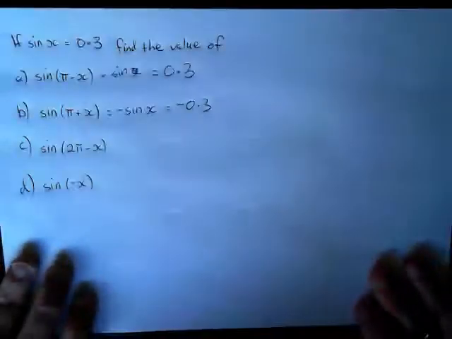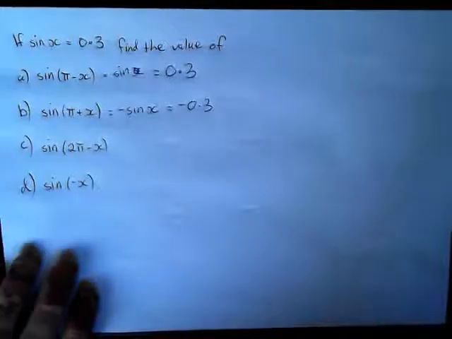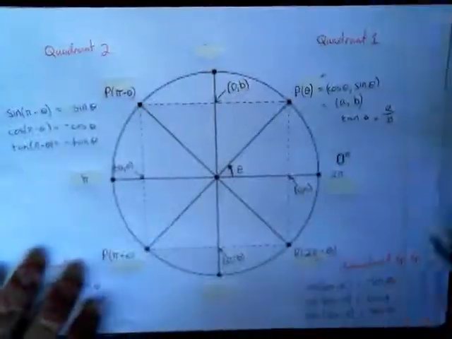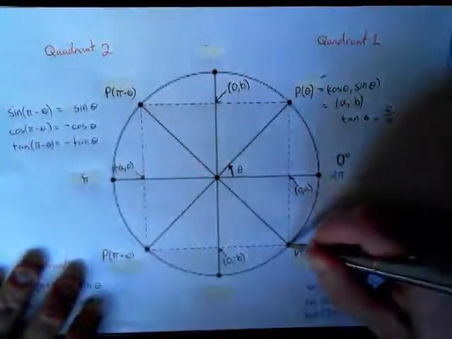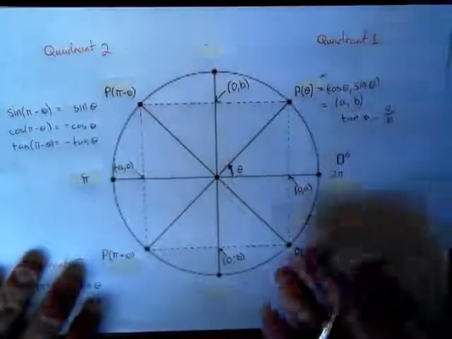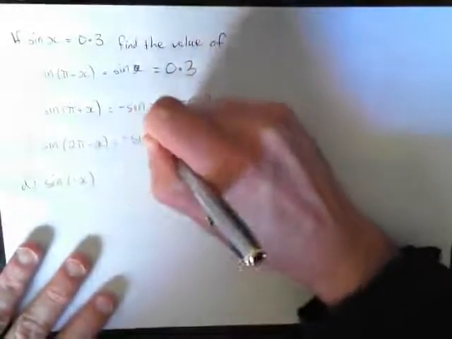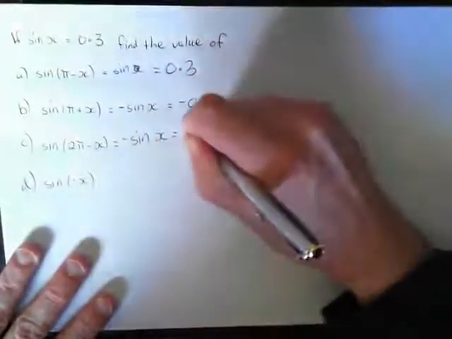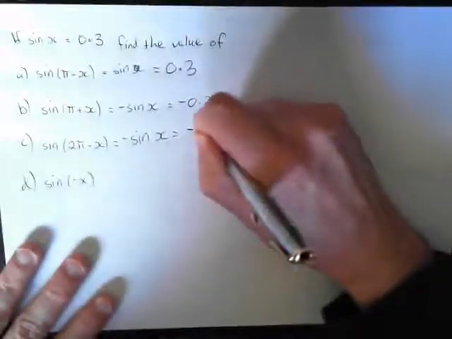The sine of 2 pi minus x. That's 2 pi minus x, which is in this quadrant, that also equals negative sine x, which equals negative 0.3.